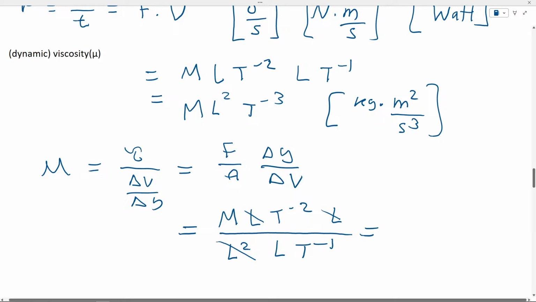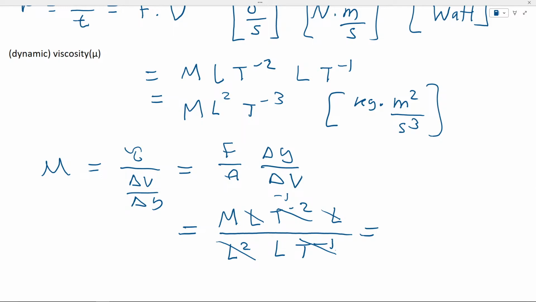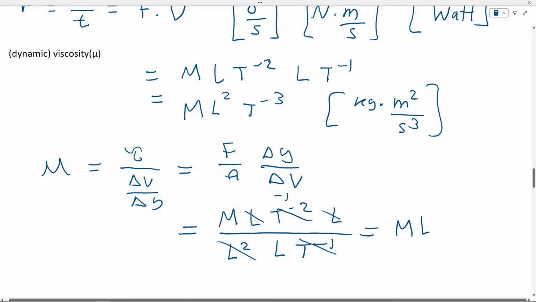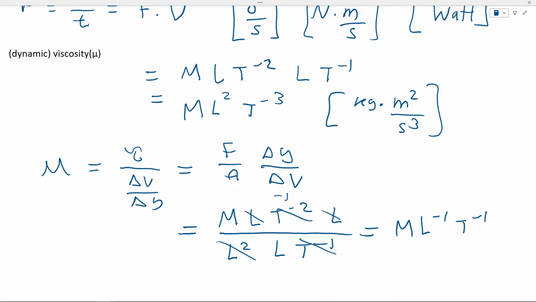This guy will go with this guy. So here I have minus 1. So basically, I will end up with something like M L minus 1 and T minus 1. So that would be the dimension of the dynamic viscosity.